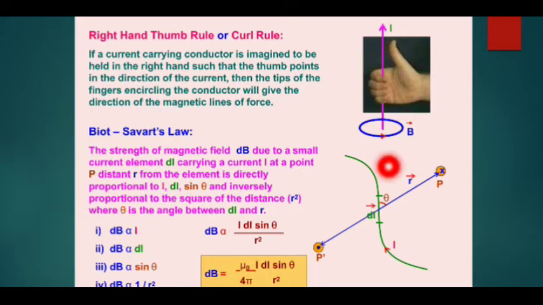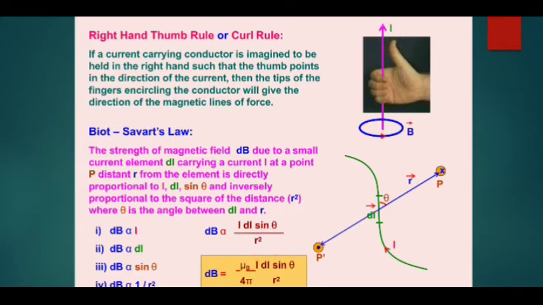Here theta is the angle between dl and r, the angle between the element and r. So the magnetic field is directly proportional to current, directly proportional to element length, directly proportional to sine of the angle between them, and inversely proportional to the square of the distance. From these 4 points, I conclude dB is directly proportional to I dl sine theta divided by r square. I is current, dl is the element, sine theta is the sine of the angle, and r square.